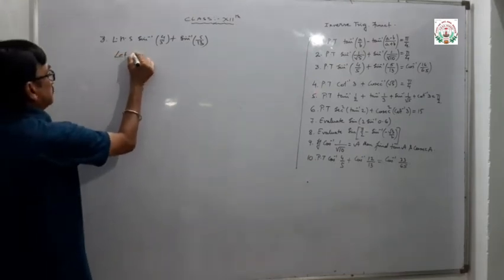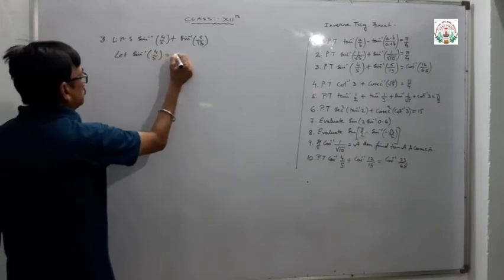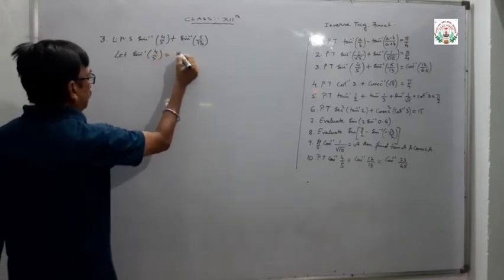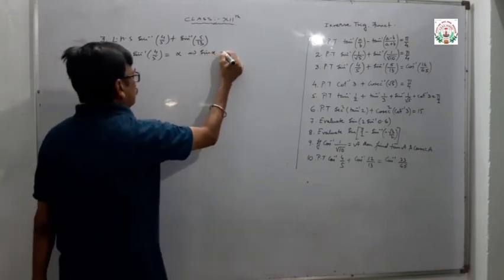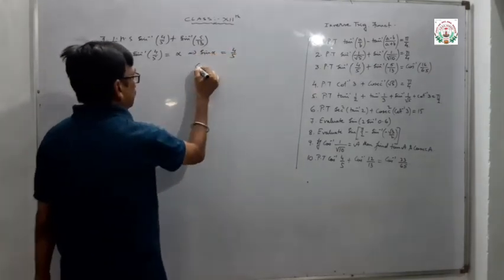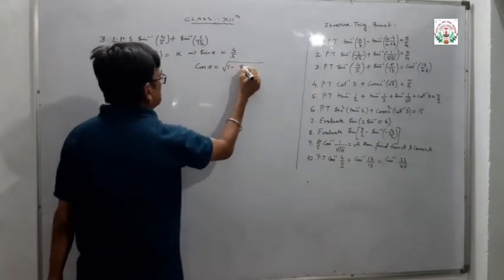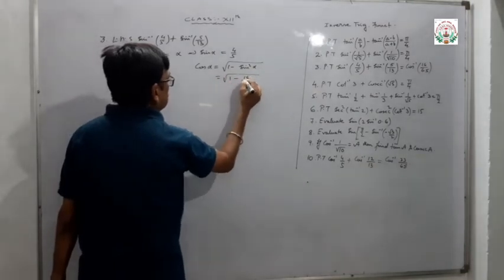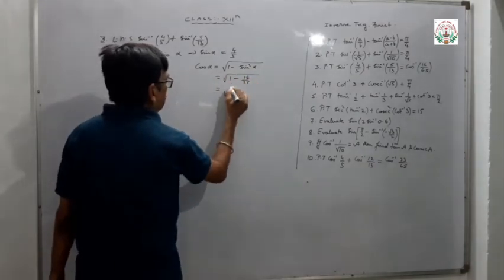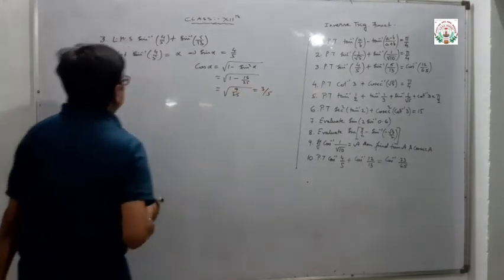Let sine inverse of 4 by 5 equal alpha. So what we get, sine alpha is equal to 4 by 5. Now we calculate the value of cos alpha, which is under root 1 minus sine square alpha. So under root 1 minus 16 by 25, under root 9 by 25, that is 3 by 5.